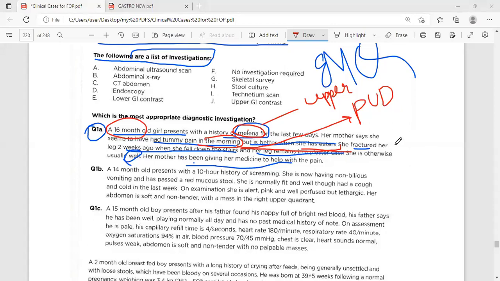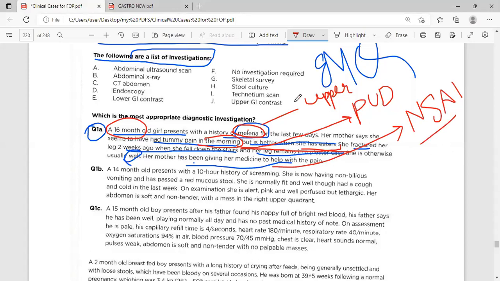NSAIDs are the commonest medication that you will be given. Painkillers, along with paracetamol, but commonly you'll be given an NSAID if you have a fracture or if you have any kind of pain. Okay. Now we have three clues.